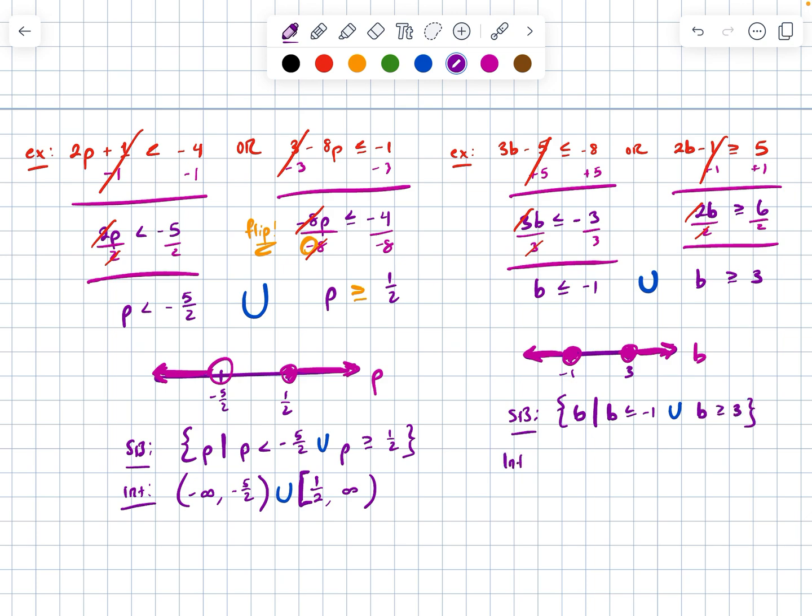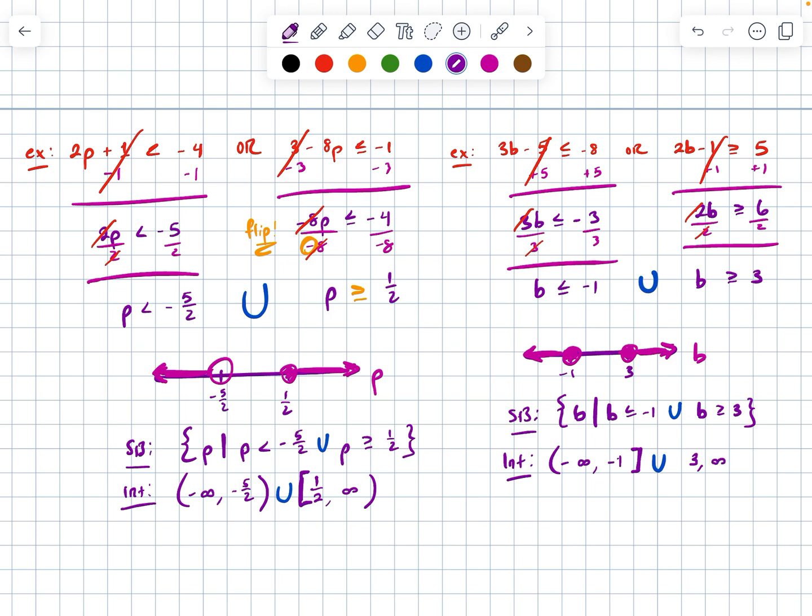And then for my interval notation, I could be in one of two parts on the number line. Either I'm on the part on the left, which started at negative infinity on the left and ended at negative 1 on the right. Negative infinity always gets a parentheses. Negative 1 here has a closed circle. It gets a bracket.